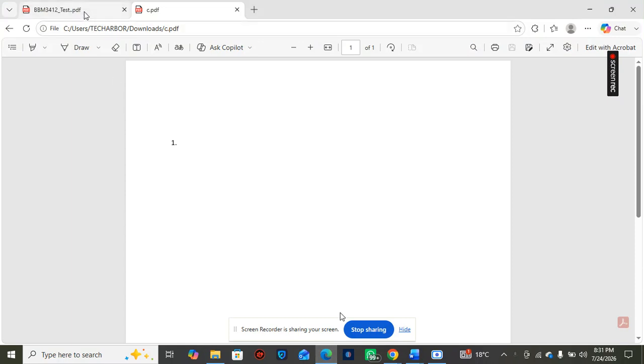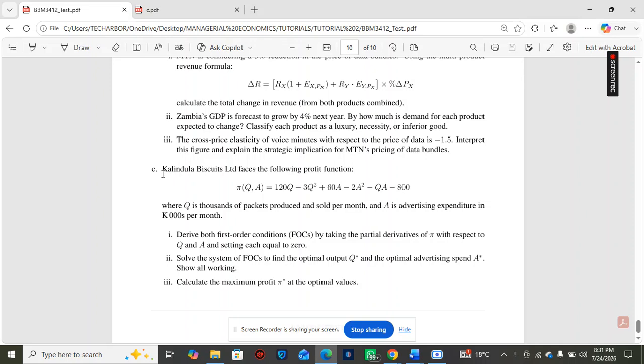Okay, so we're looking at this question here. It says Calendula Biscuits Limited faces the following profit function. This is our profit function, where Q is thousands of packets produced and sold per month, and A is advertising expenditure in thousands per month. Number one, derive both first order conditions by taking the partial derivatives of pi with respect to Q and A and setting each equal to 0.